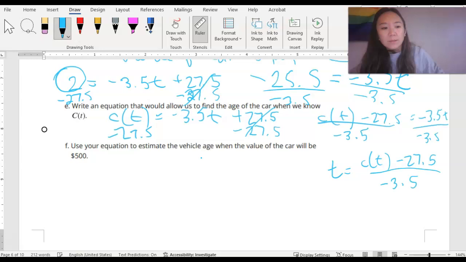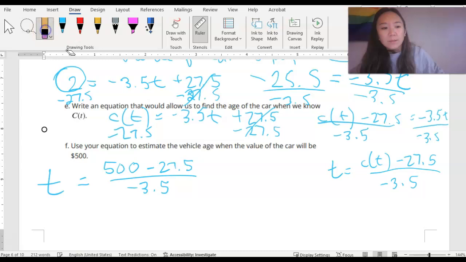And then it says use your equation to estimate the vehicle age when the value of the car is 500. So the time, or how old the car is, would be 500 minus 27.5 all over negative 3.5.